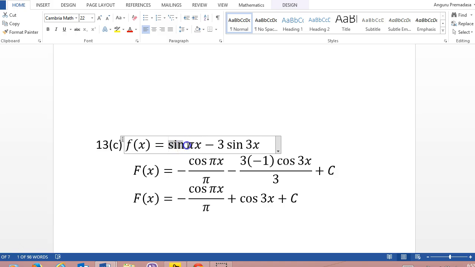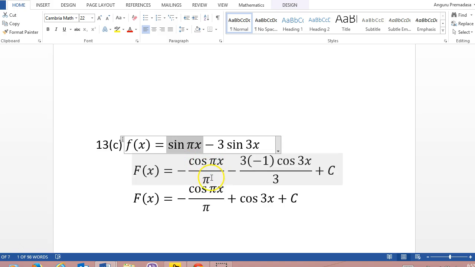Now what's the antiderivative of sine of pi x? Well, the antiderivative of sine of pi x is negative cosine pi x. Because why? Because the antiderivative of sine x is negative cosine x. So pi x is cosine pi x. But when you differentiate pi x, you get an additional pi, which is not here in this. So you need to get rid of that pi. So immediately you divide by the pi.